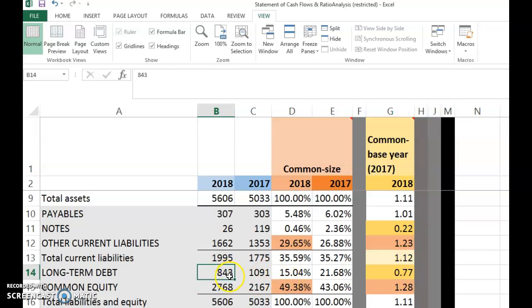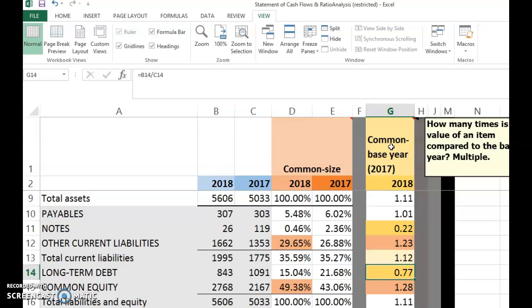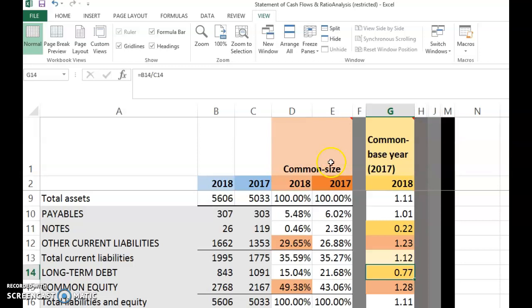Another item that you see here which has reduced over the year is long-term debt. It was 843 in 2018, but it was higher in 2017, which was 1091. So there is a reduction. Therefore this value is less than 1. So it indicates that there is a drop in the value in 2018 compared to the base year, which is 2017. So that is what this common base year tells you. So the common base year values are all multiples of the base year. So the value in the year 2018 as a multiple of the value in the year 2017. That's what this common base year indicates.